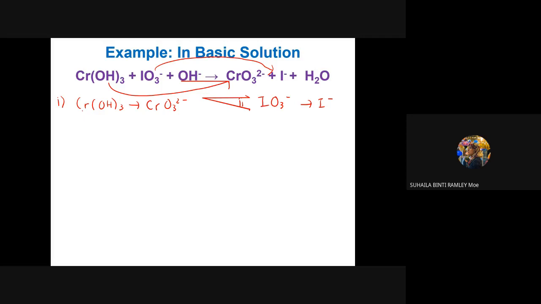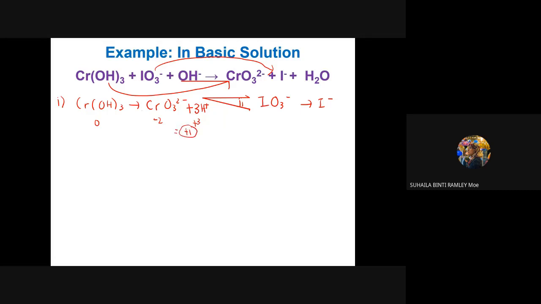Okay, balance Cr: 1 Cr, 1 Cr. 3 hydrogen, 3 oxygen, 3 oxygen. So this one has 3 hydrogen, this one no hydrogen. How many hydrogen do we add here? 3 hydrogen, so 3 H plus. Must be H plus. Then check for electron. Here 0, here we have negative 2. Negative 2 times 1 is negative 2, positive 1 times 3 is positive 3, so overall on the right side positive 1.